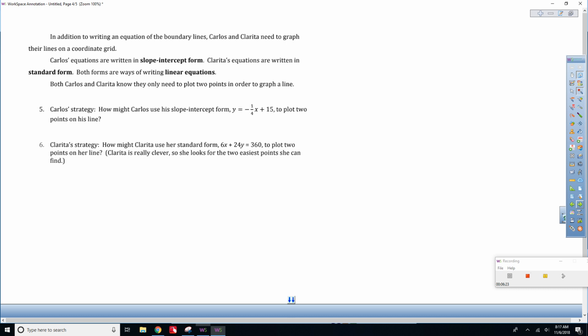In addition to writing the equation for the boundary lines, Carlos and Clarita needed to graph their lines on the coordinate grid. Carlos' equations are written in slope-intercept form, as we've stated. Clarita's equations are written in standard form, and they're both linear. Okay? How might Carlos use his slope-intercept form to plot 2 points? Okay, this is important. Let me get a graph up from Desmos real quick.